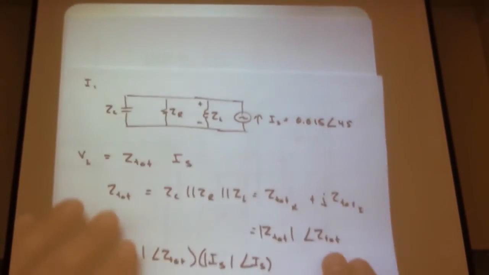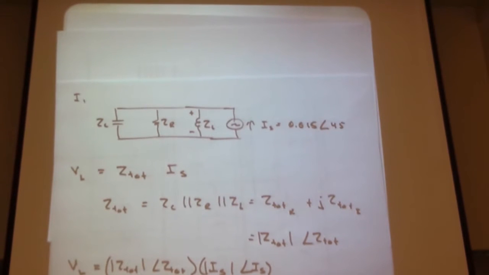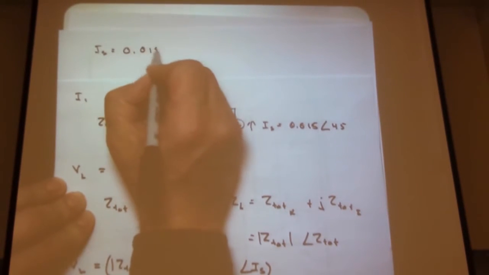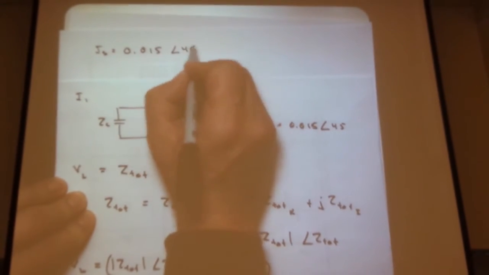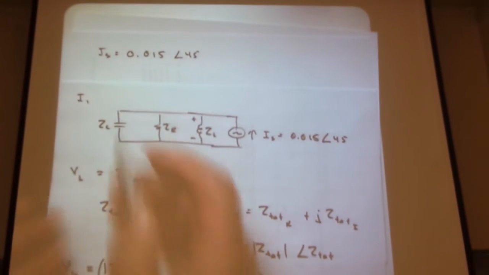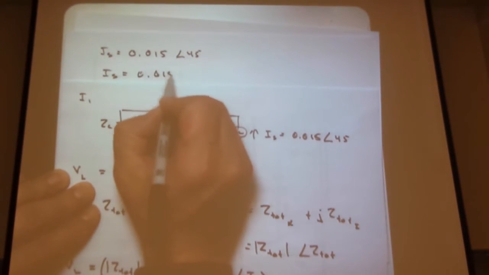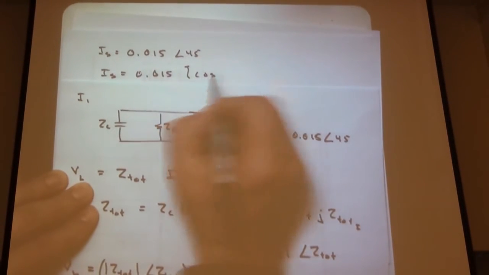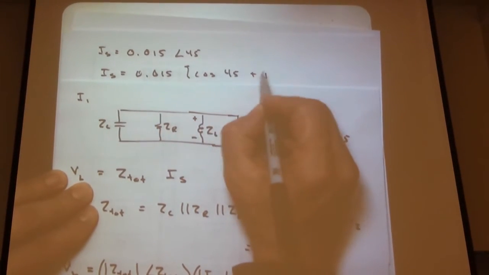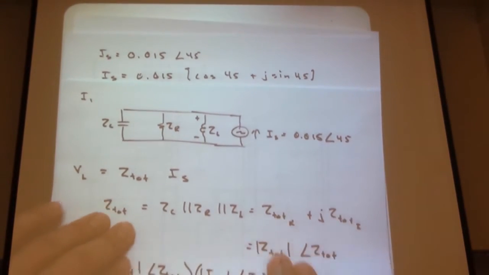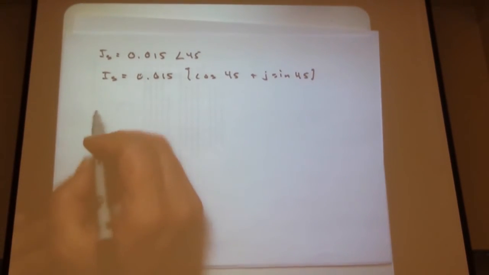Oh, well that's what we did in the lab last week, or I did it in class a couple times. So if I source equals 0.015 angle 45 degrees, in rectangular form, this is 0.015 times cosine 45 plus j sine 45. That comes out of Euler's law, essentially.